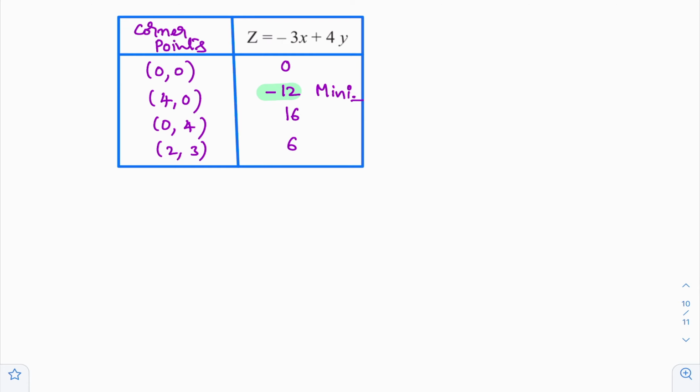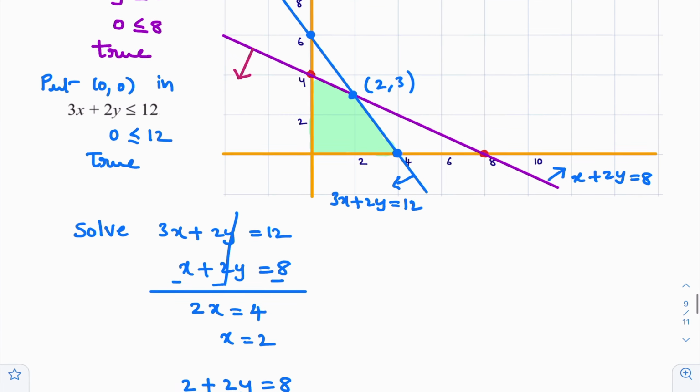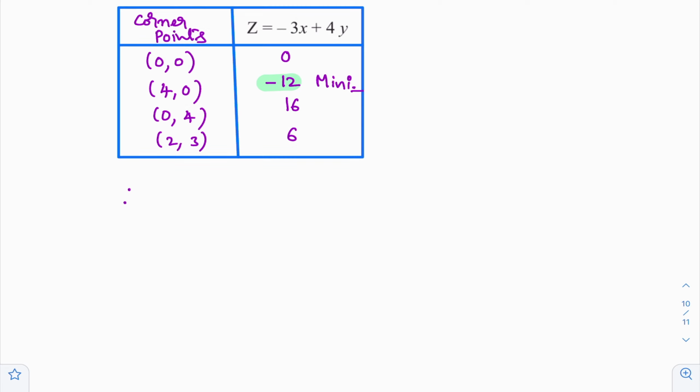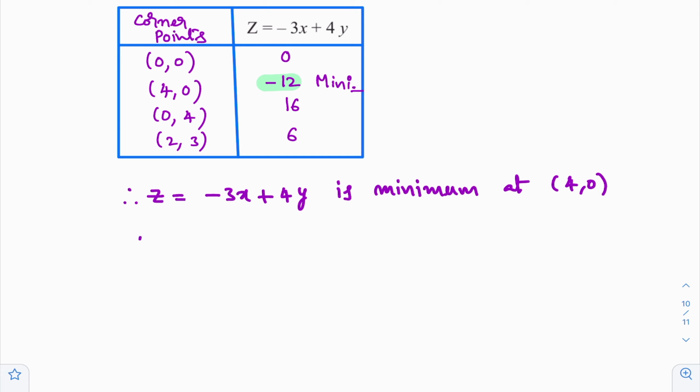So as the feasible region is a bounded feasible region and we got that here minus 12 is the minimum value, we can conclude here. See, if the feasible region is unbounded, the procedure is different. As the feasible region is bounded, we got the minimum value here. I'll conclude that therefore z equal to minus 3x plus 4y is minimum at 4 comma 0. And what is the minimum value? The minimum value is minus 12.